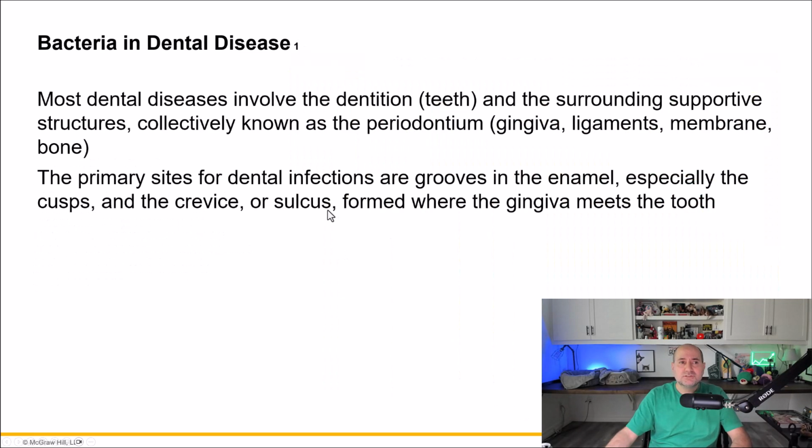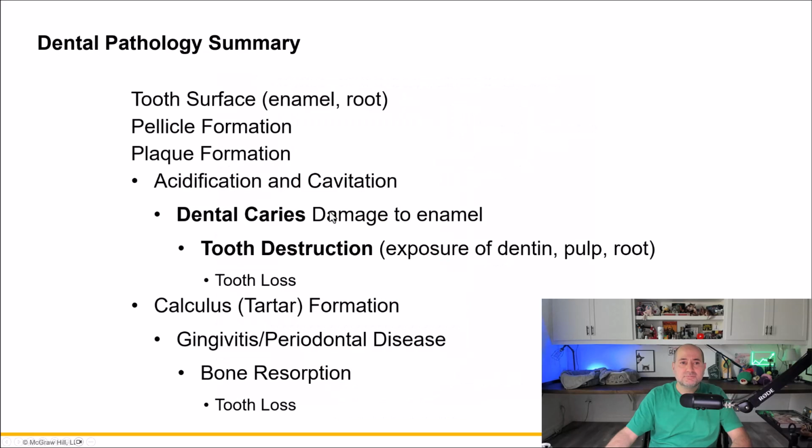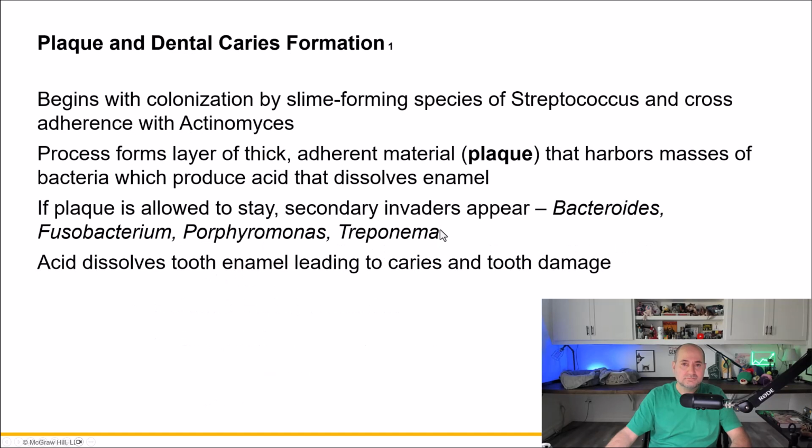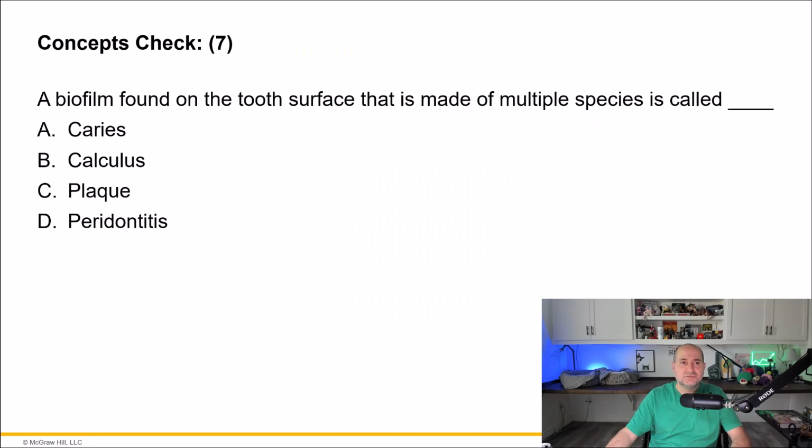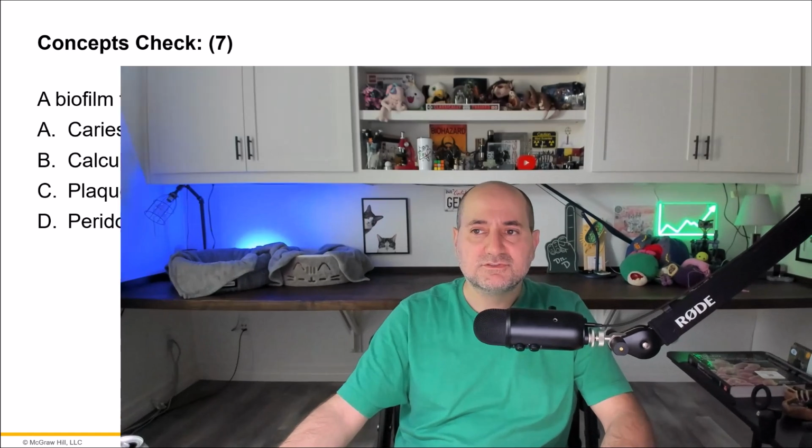And do you remember we touched on dental diseases as well? You should know about dental caries. Dental caries are damaged enamel. That's essentially what a cavity is. And you should know what plaque is. Plaque harbors masses of bacteria which produce acid and dissolve enamel. In fact, you should remember concept check number 7, a biofilm found on the tooth surface that is made up of multiple species is called what? Remember, that's plaque. And that leads to the end of chapter 21.